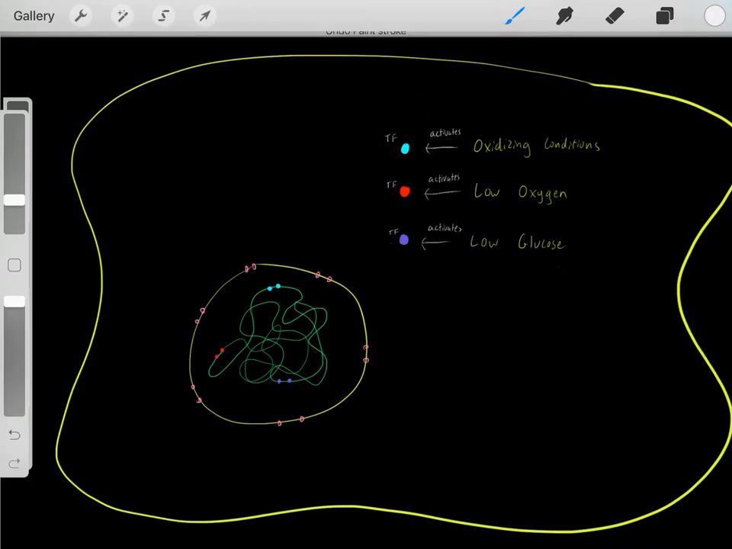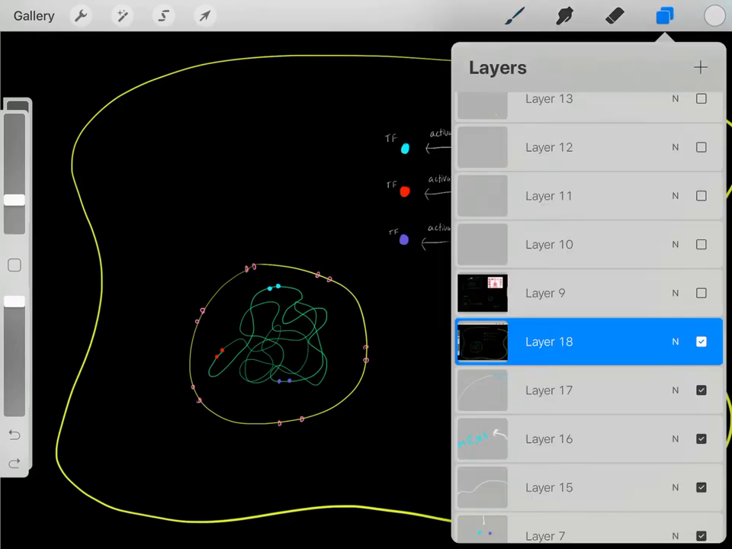So these transcription factors are very important. They regulate which genes are active or not. If this transcription factor is not active, then we're not going to create and express this gene. And this is a common theme you'll see in biology.